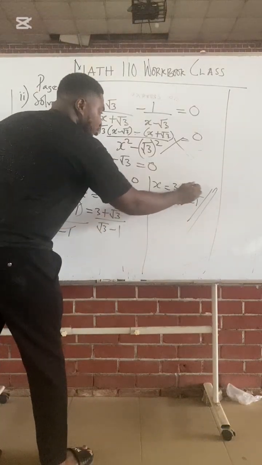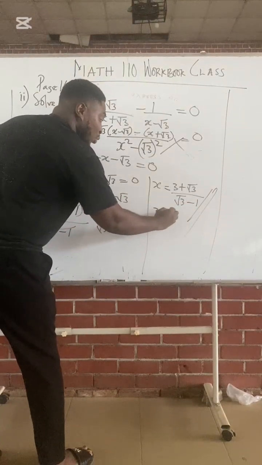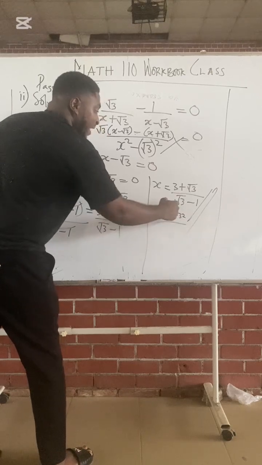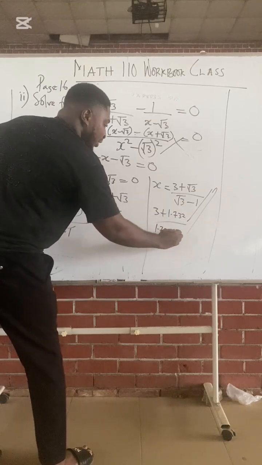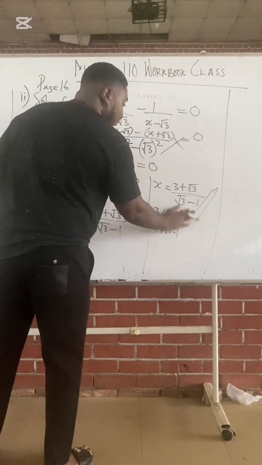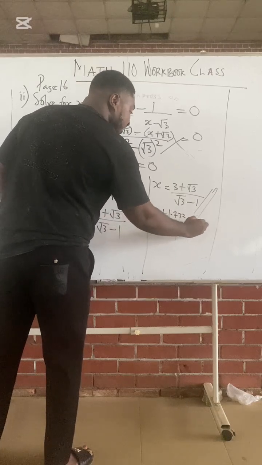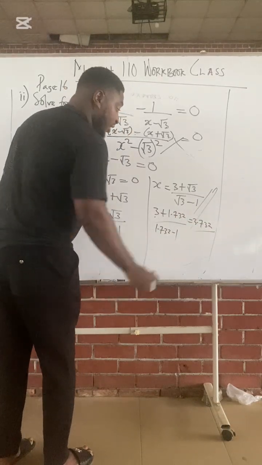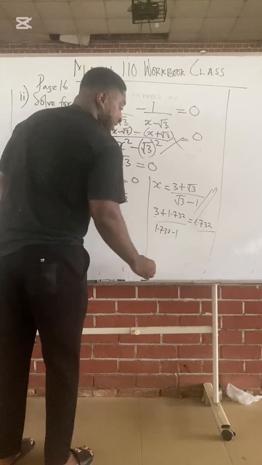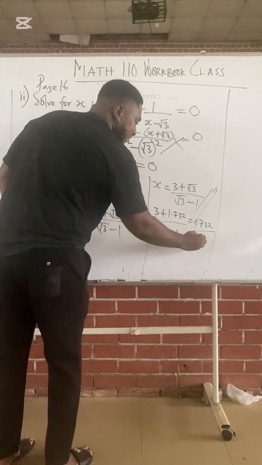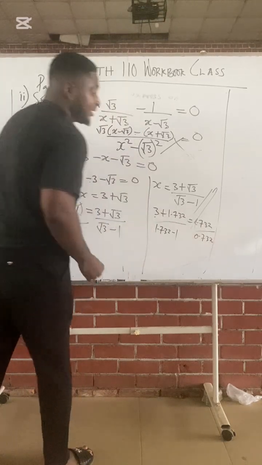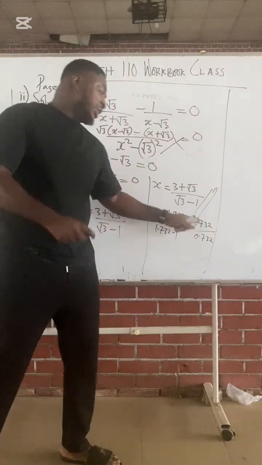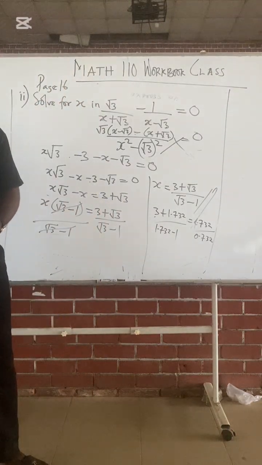I'll say 3 plus root 3. Root 3 is 1.732. That's 3 plus 1.732 all over root 3, which is 1.732, minus 1. If you want to go further, 3 plus 1.732 will give you 4.732. 1.732 minus 1, 0.732. Yes. You will now say 4.732 divided by 0.732.